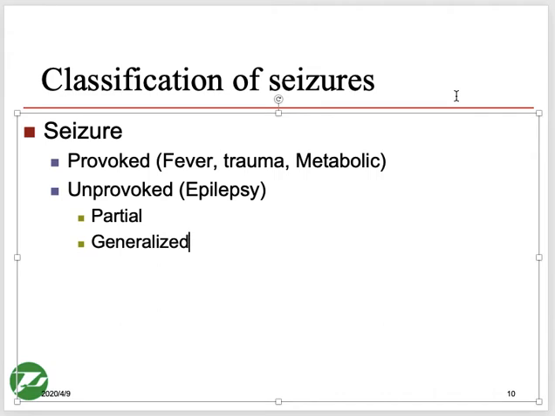Now, what is partial and what is generalized? It's very, very, very simple. I don't know why people think this one is hard, though it is not hard at all. Partial seizures are simple seizures which are limited to one area, or which are giving some focal type of symptoms. Basically this is an older name. Nowadays we call them focal seizures.